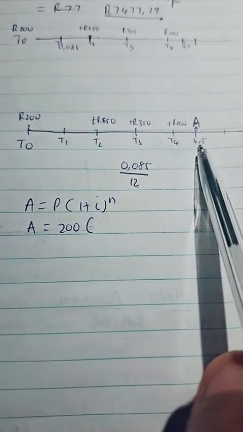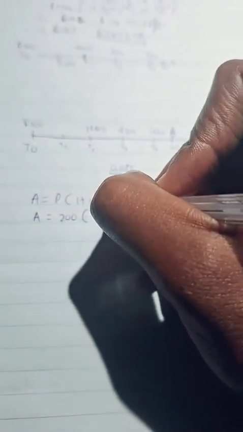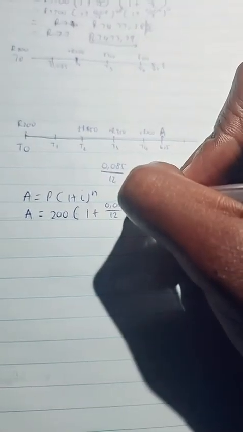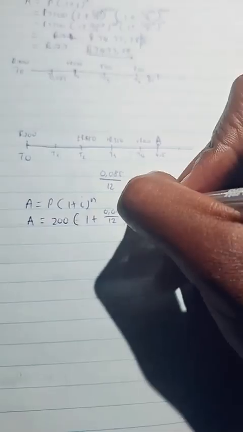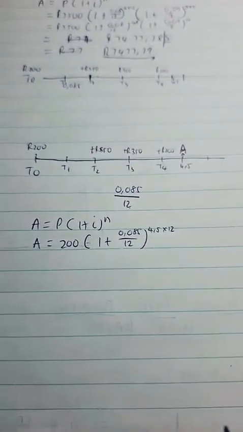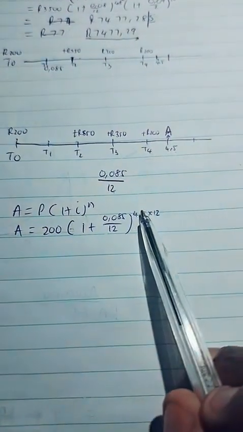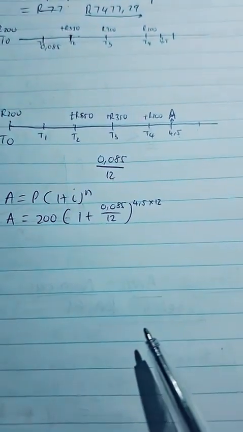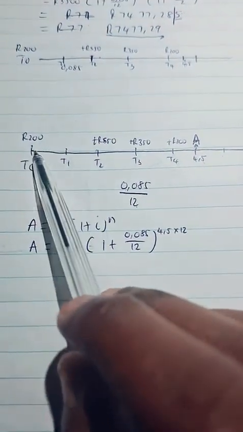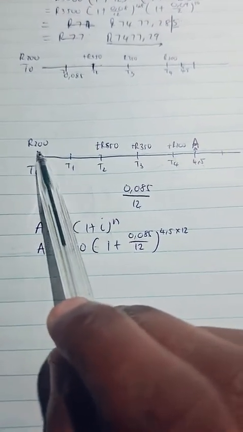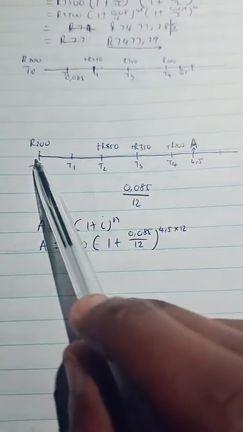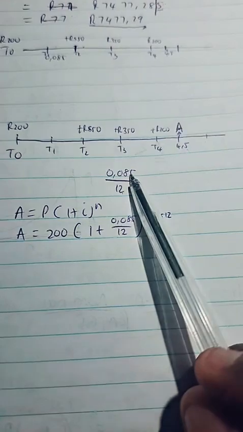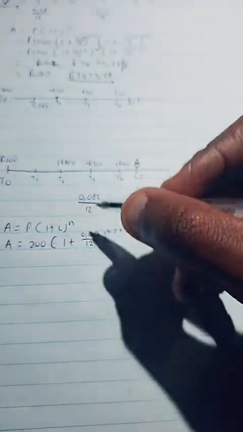From T0 to T4,5. That means 1 plus 0,085 over what? 12 to the power what? N, remember, that will be 4,5 times 12. Are we together here? The number of years times 12, which is the compounding period. That is our first bracket, because we have to check this 200 rand. How long will it enjoy this interest rate? For 4,5 years. Okay, there it is, times 12. The interest rate, which is 0,085 divided by 12.